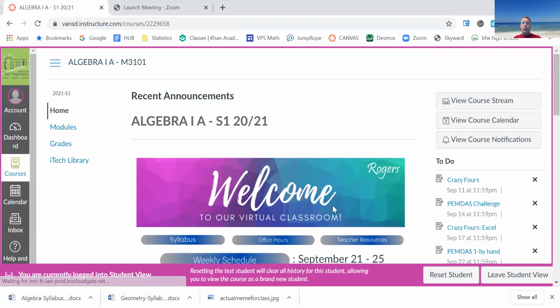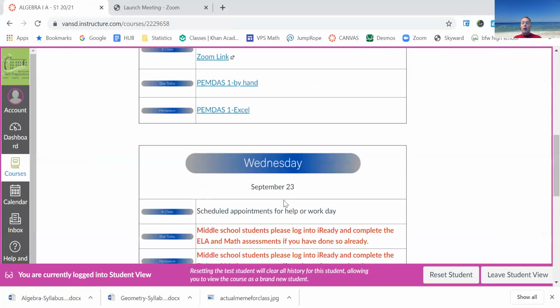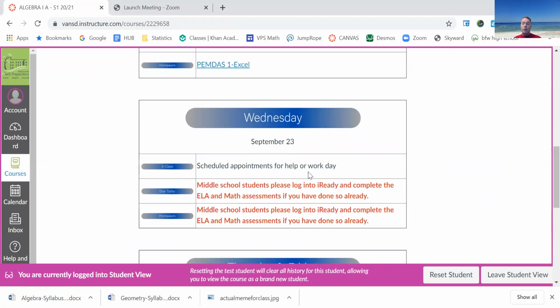The Canvas page itself will be arranged by the week. So in this week, for example, this is the week we're looking at right now. It'll have what we're doing in class, any assignments that are due today, and then what the homework assignment is that night. Wednesday classes are for scheduled appointments or independent work days. Students do need to log into their Canvas classes so they're marked present on that day. But other than that, it's an independent work day and they can schedule time to get help. I'll put some special announcements, like the middle school had some testing they had to get done with.